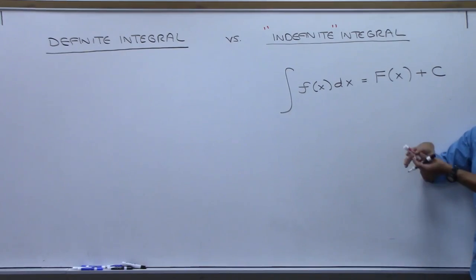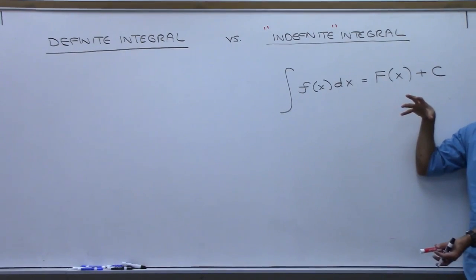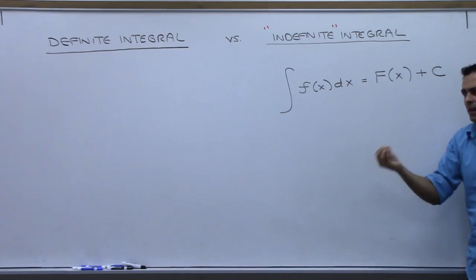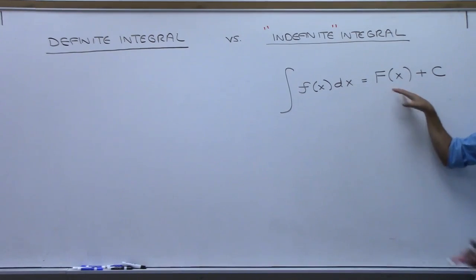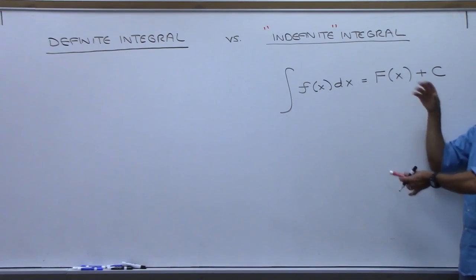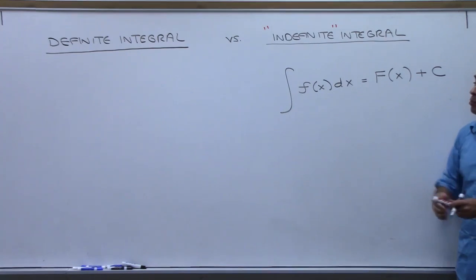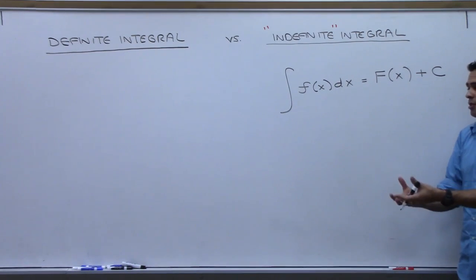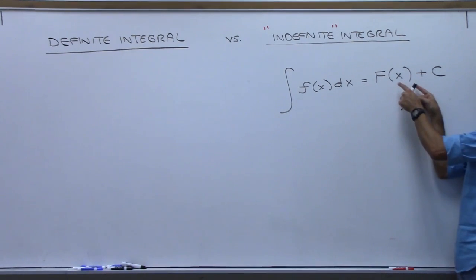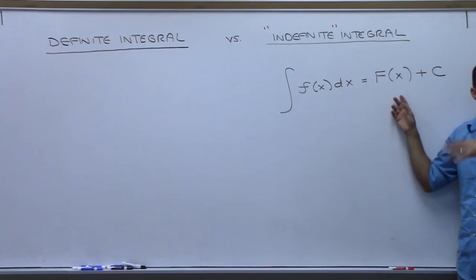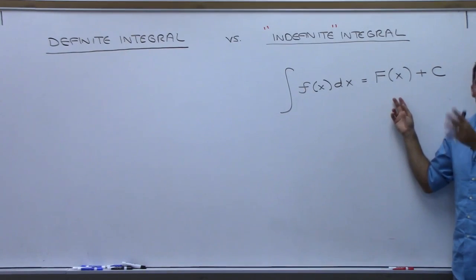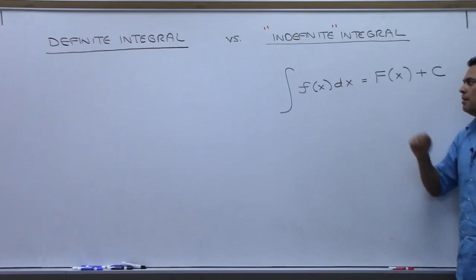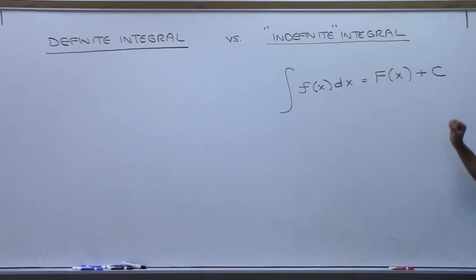But the plus c means that there's a family of functions. So we don't have a definite answer, do we? We have a function within some family, but we haven't nailed one down. Now, if someone gives us some initial condition, we could actually tell you exactly which function, right? Like if I told you f of 0 was 2. Remember how we did that? Okay. So this is why we call this an indefinite integral.